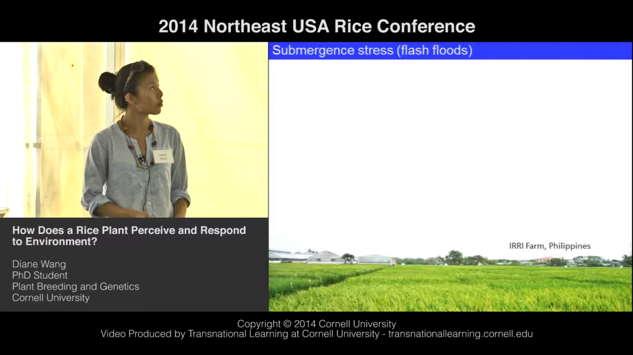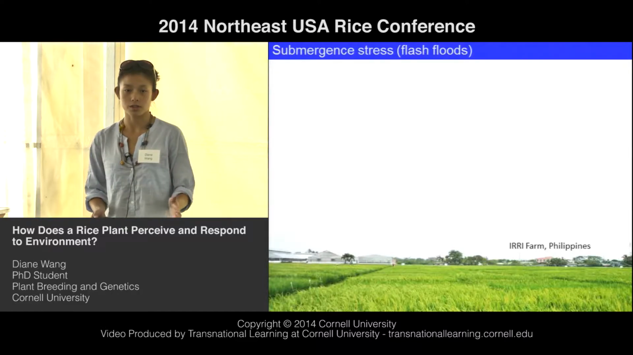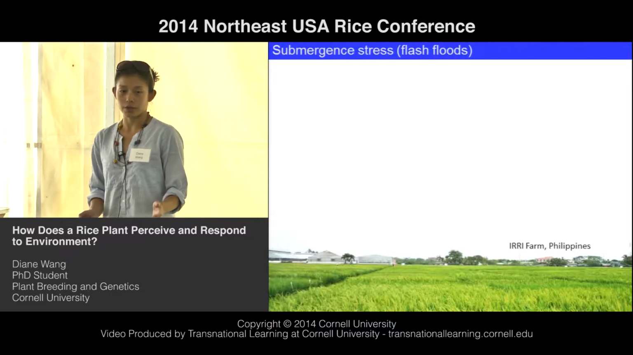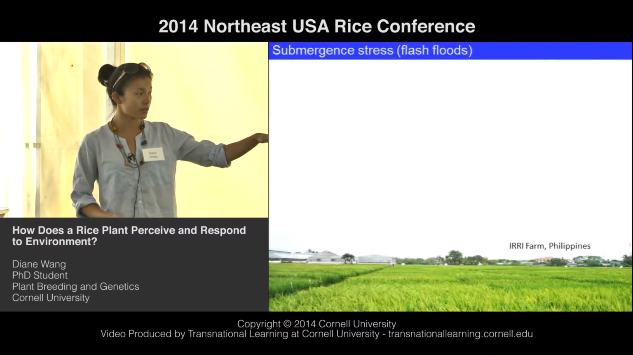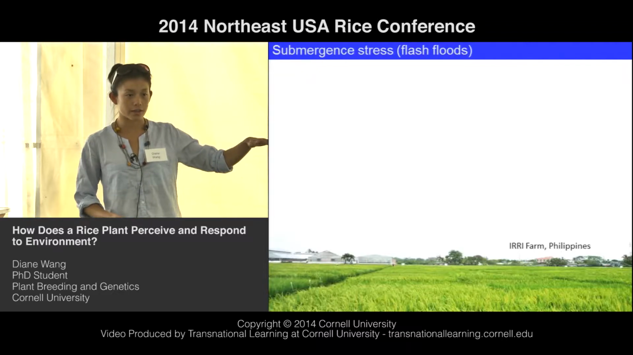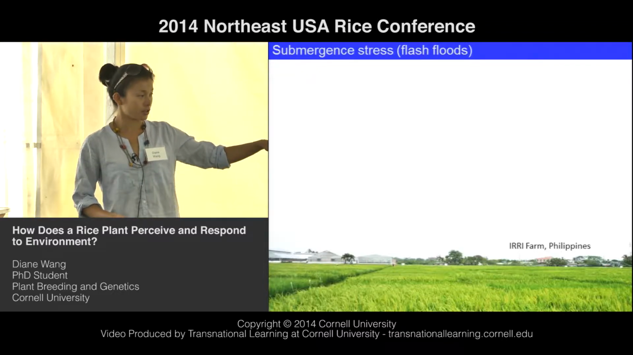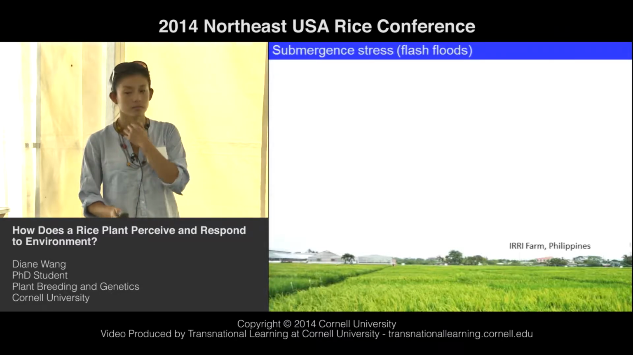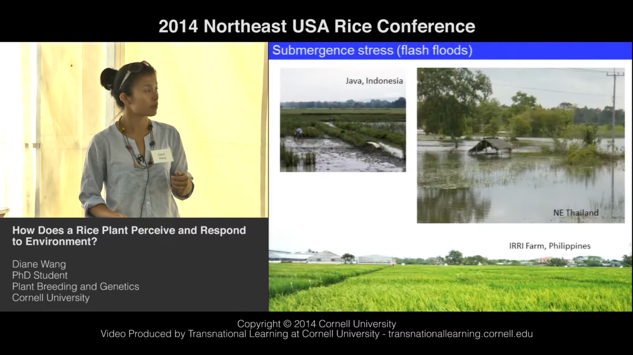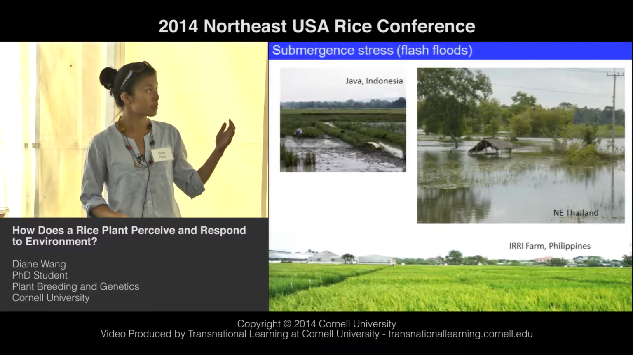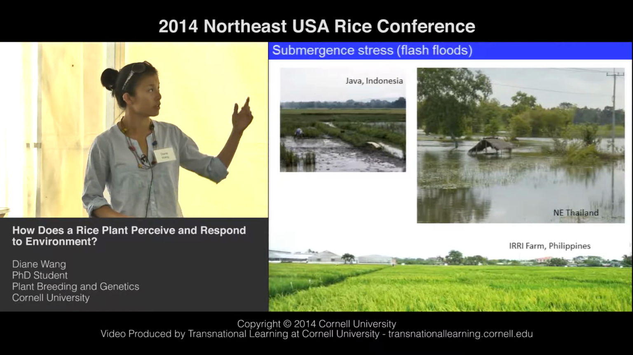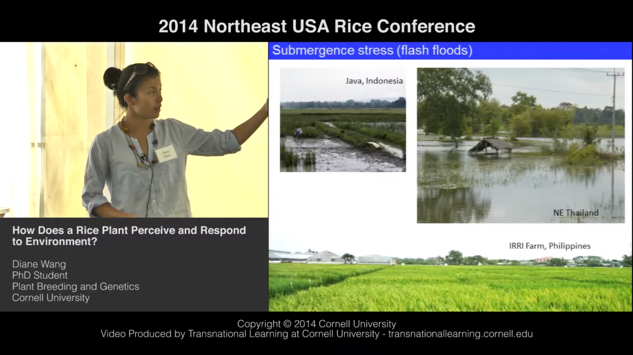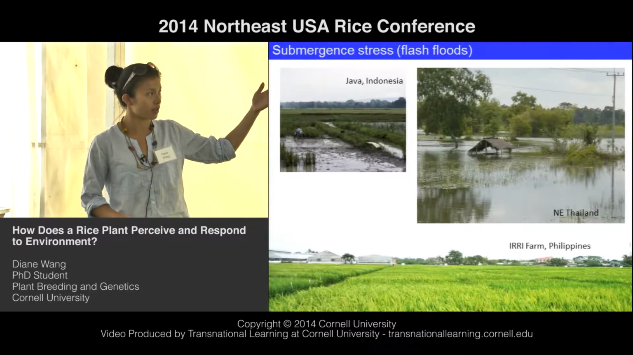Okay, so we can first talk about submergence stress, which is the first type of flooding, the flash floods. So in a real ideal situation, you've got your paddies, it's dry, it's hot and sunny, and your rice grows very normally, and you have a good yield. And contrast this to the flash flood situation, and you can see these photos taken in Southeast Asia, the first one's from Indonesia, and the second from Thailand, and you can just see how devastating this type of stress could be.